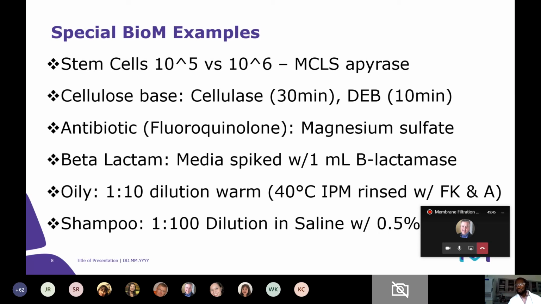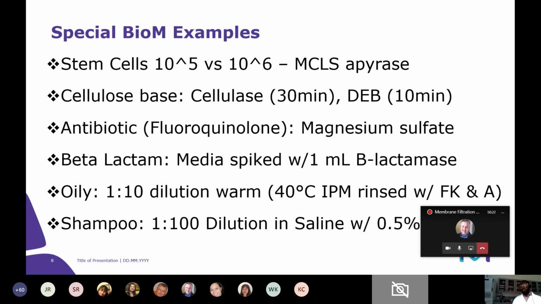We have this other case, a cellulose-based product, where we could not filter it. We had to mix it with cellulase and let it stand at room temperature for 30 minutes to let it filter. This allowed us to filter it, but at the end, it still had some active ingredients that didn't give us a good recovery. What did we do? We added the inactivator broth, deactivator broth, and let it sit for 10 minutes after the cellulase. That was how we were able to get a passing recovery from it.